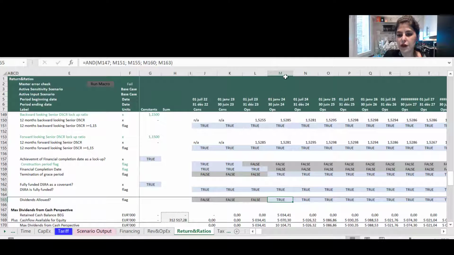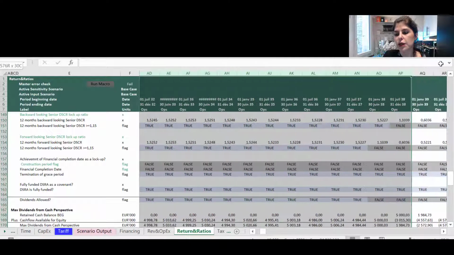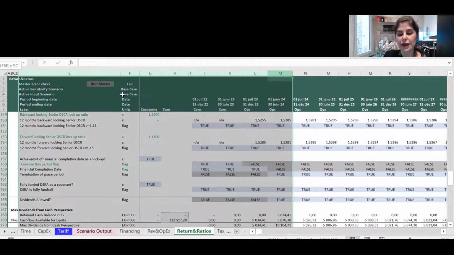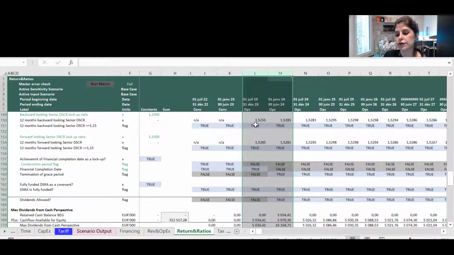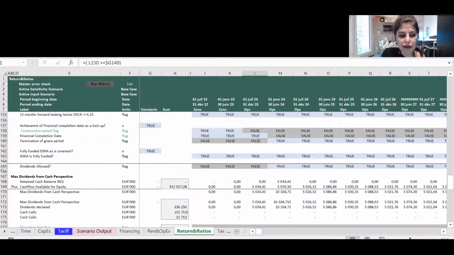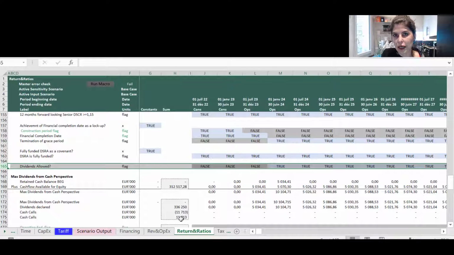So here, that's when I am allowed to distribute any dividends. So from this date going forward, because the base case ratios are met, I am allowed to distribute any dividends. Okay, so that line is very important. In any financial model, project finance model, you need to create this flag.